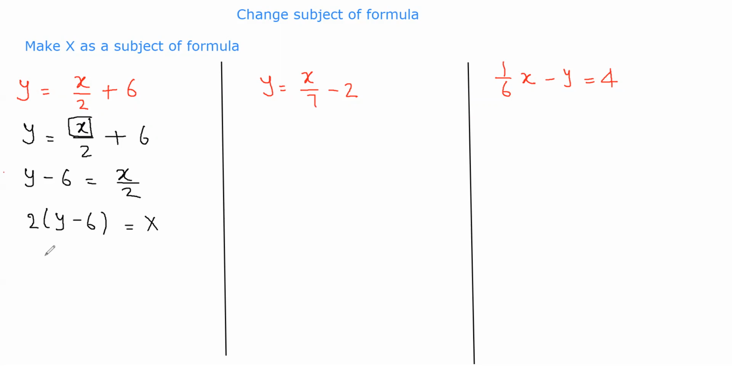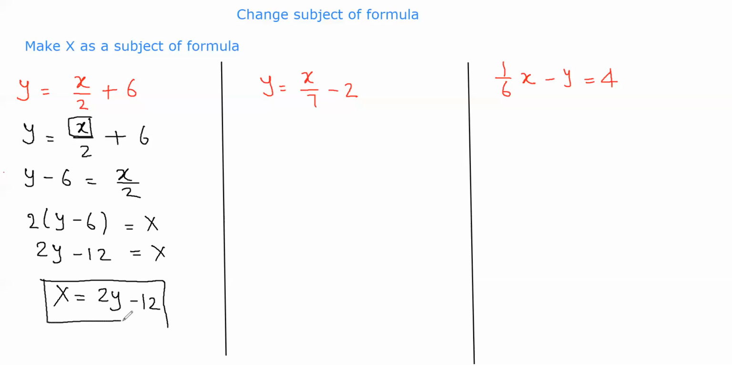Also, we can write 2y take away 12, because 2 times 6 is 12, equal to x. So we can write x is equal to 2y take away 12. x is the subject of formula for this particular question.